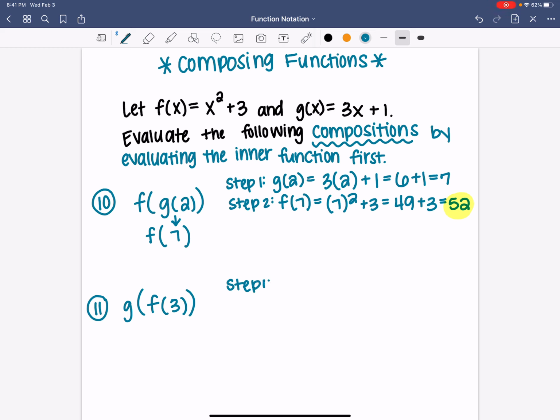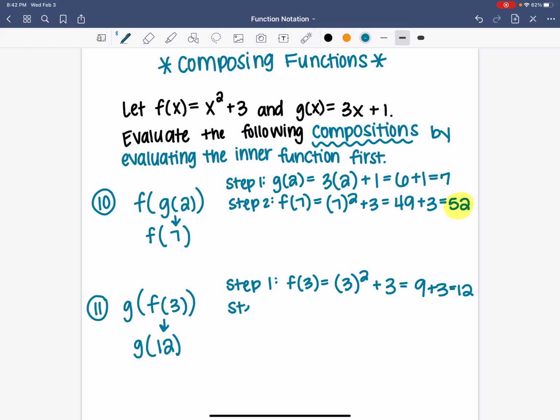So step 1 is to find f of 3. So for f of x, we're going to plug in 3 for that x there. So that's going to be 3 squared plus 3. Now 3 squared is 9, plus 3 is 12. So f of 3 is 12, which means we're really finding g of 12.